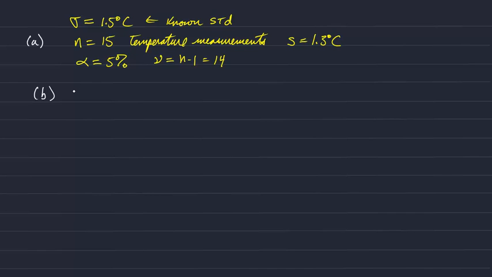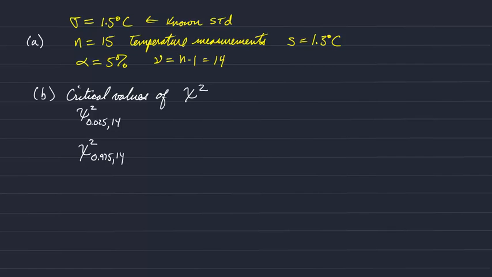Step B was to find the critical values of our standard variable, chi-squared. To do that, we need chi-squared of alpha divided by 2, which is 0.025, for 14 degrees of freedom, and chi-squared of 1 minus alpha divided by 2, which is 0.975, for 14 degrees of freedom.